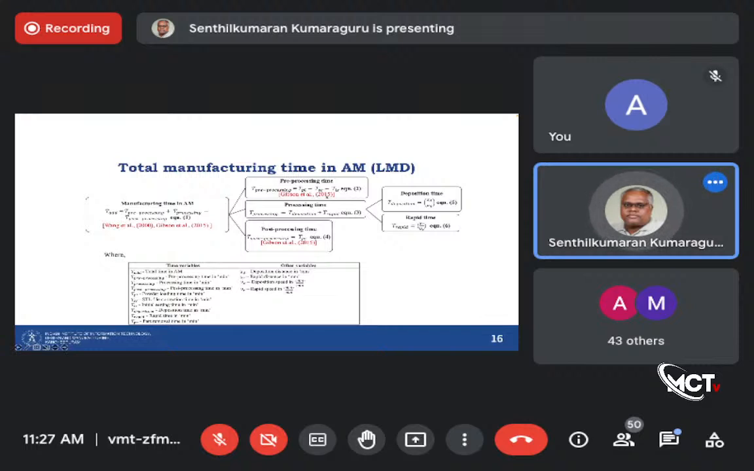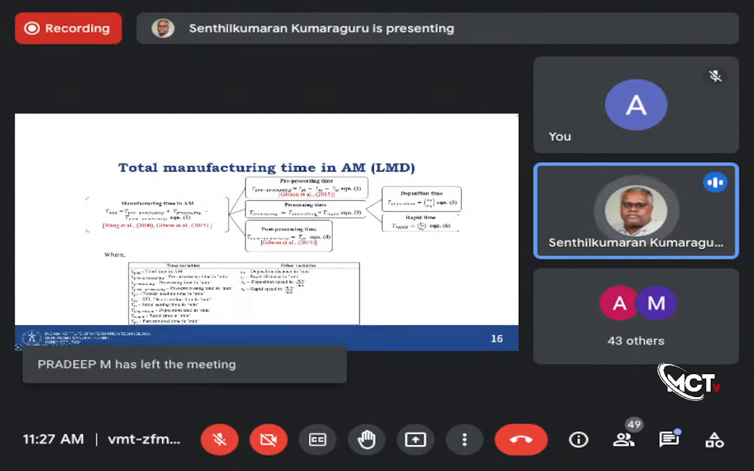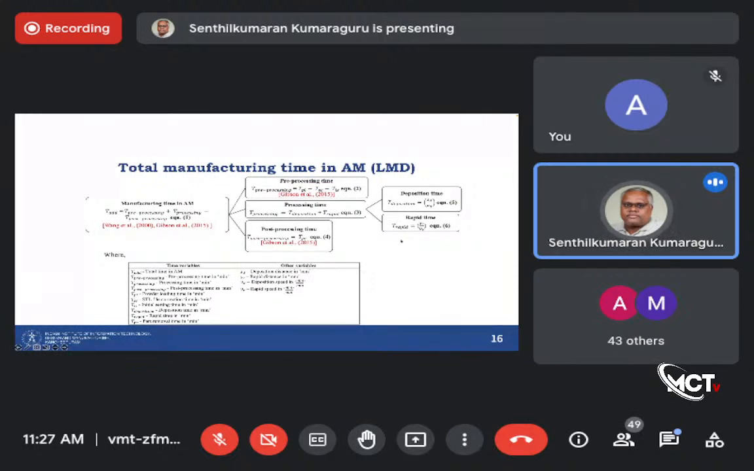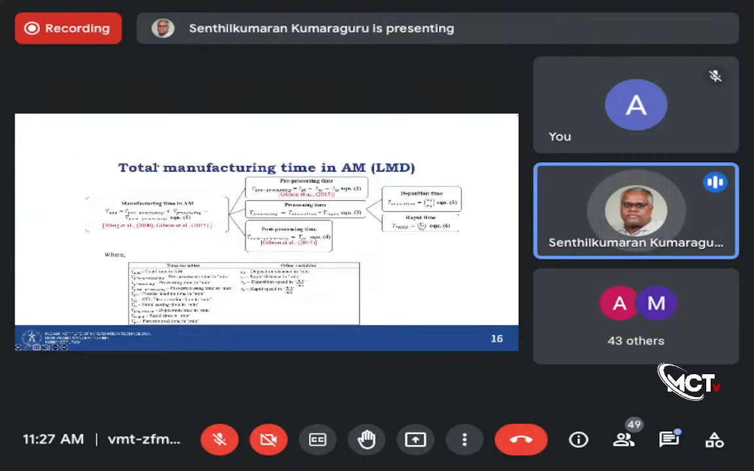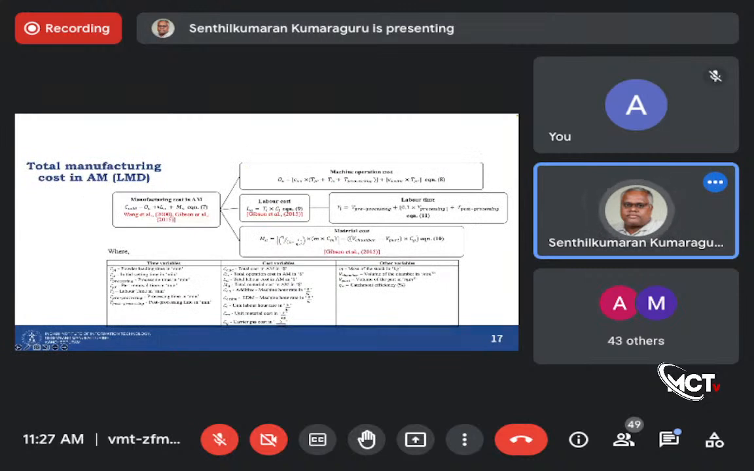So we have meticulously built all this: pre-processing time, processing time, post-processing time, and processing time consists of deposition time and rapid motion times. And then we build the total cost model. This is the manufacturing cost model. The previous one, which you saw, is a time model. From the time model, you can get the cost model. The cost model is like, what is the total cost of manufacturing this? What could be the machine operation time, labor cost, labor time, material cost? So this gives you an idea about the total manufacturing cost.